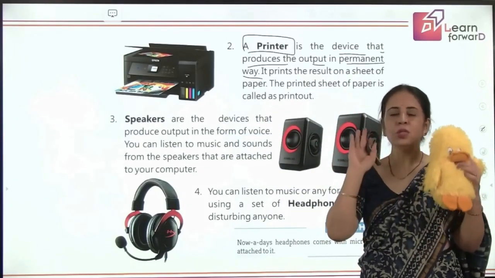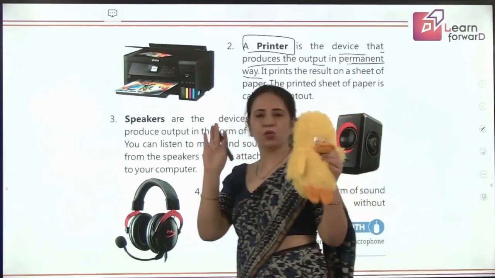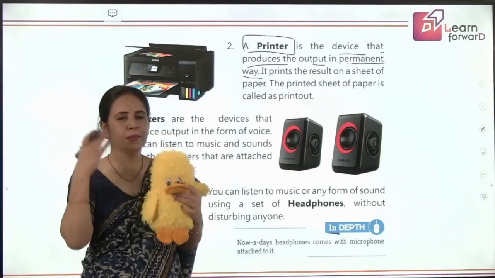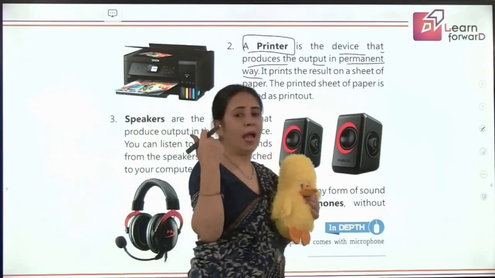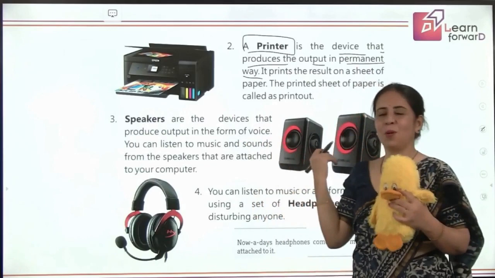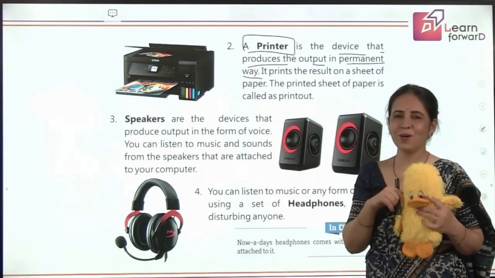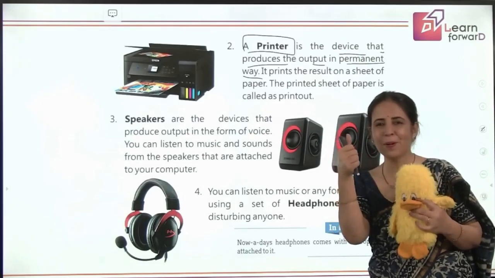Correct? So whatever comes on the screen is not permanent. You know, every time you scroll, the new screen comes. That's called the soft output. And this permanent output is called hard copy. Understood? So come on, show me your thumbs up quickly.